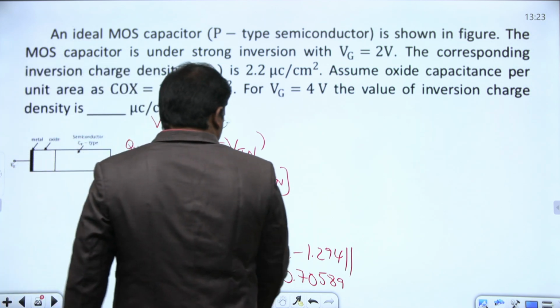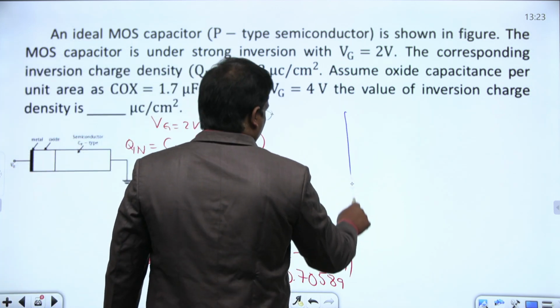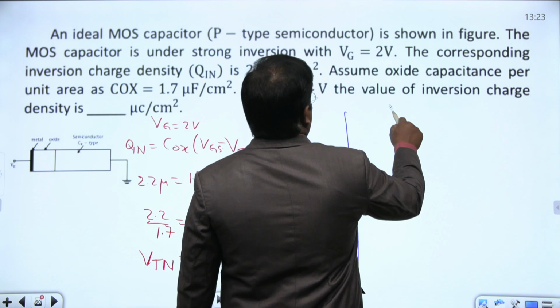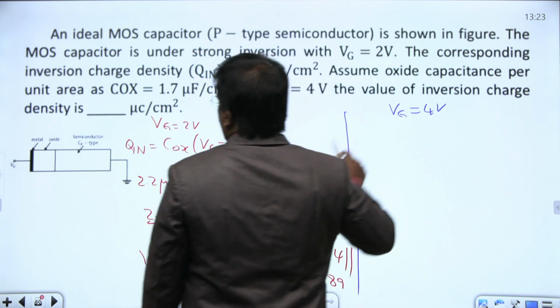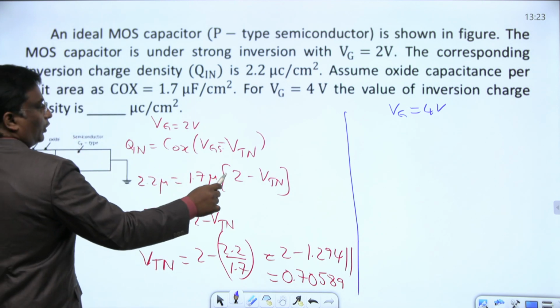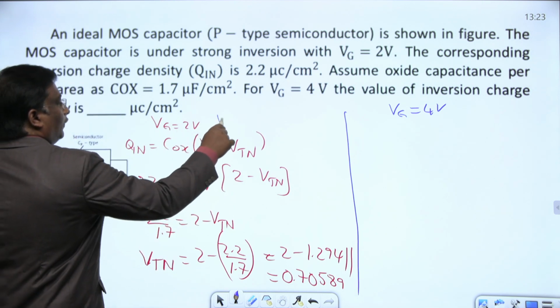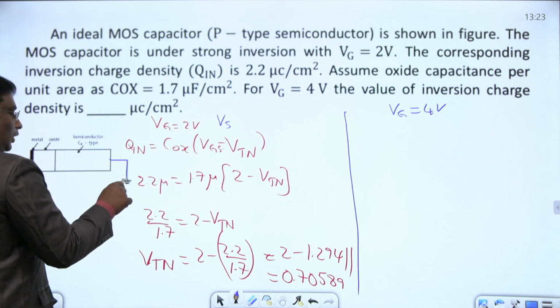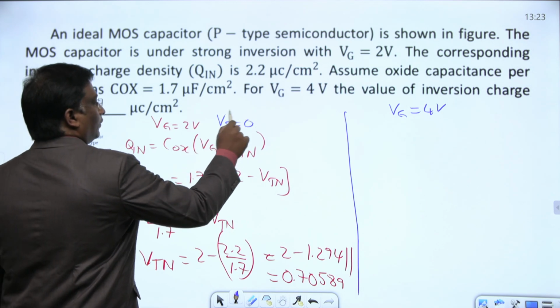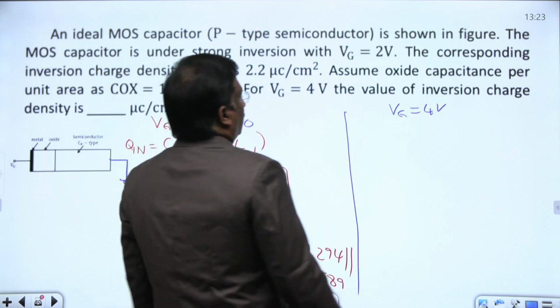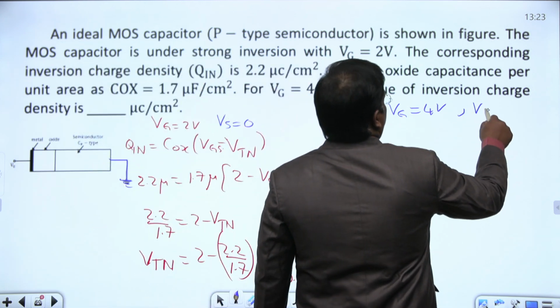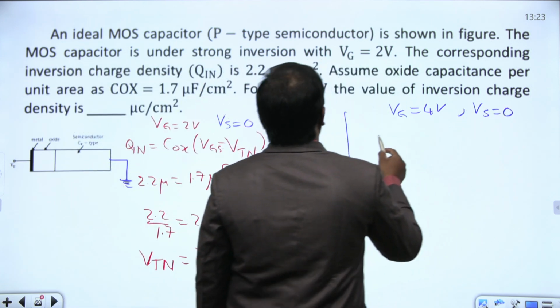Now that we know this VT, when VGS equals 4 volts, let's substitute. Why am I putting VGS as 2 directly? Because the source is connected to ground itself, so Vs equals 0. VGS is Vg minus Vs. Here also Vs equals 0, so VGS equals 4 volts itself.